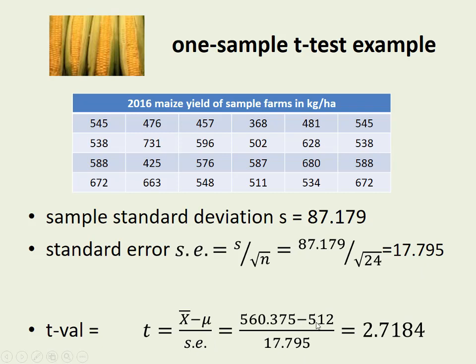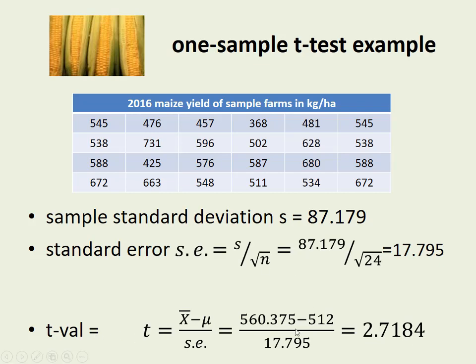So now we can do the t calculation, which is the distance above the mean divided by this, to give you how many standard deviations. So this is about 3840 divided by that, which gives you 2.7184. So you are approximately 2.71 standard deviations above the mean.